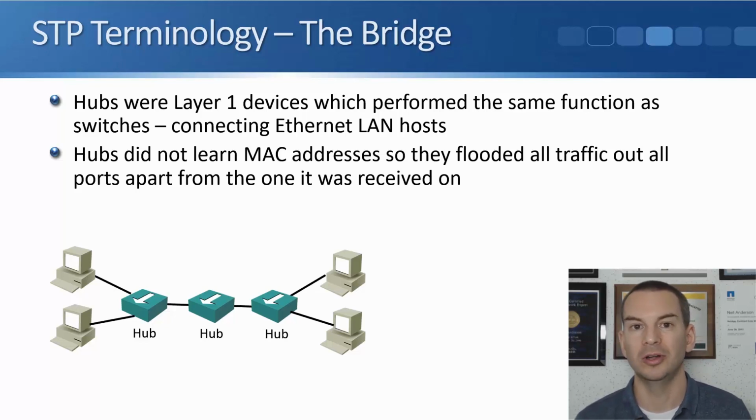Hubs were layer 1 only devices which performed the same function as switches, which is connecting Ethernet LAN hosts to the network. So way back in the day we used hubs, but you can't even buy them anymore now. They've been replaced by switches. Hubs, layer 1 only, did not learn MAC addresses like switches do, so they flooded all traffic out all ports apart from the one it was received on. Not just broadcast traffic, but all unicast and multicast traffic as well, flooded everywhere.